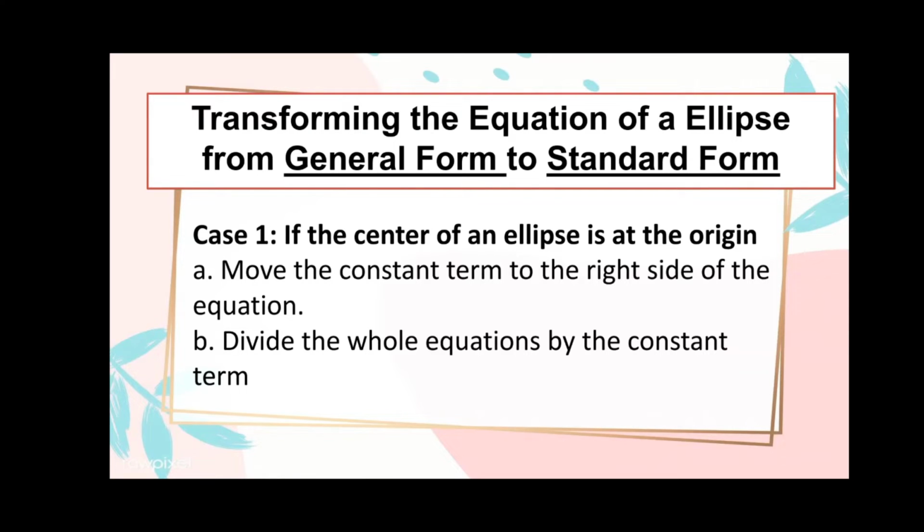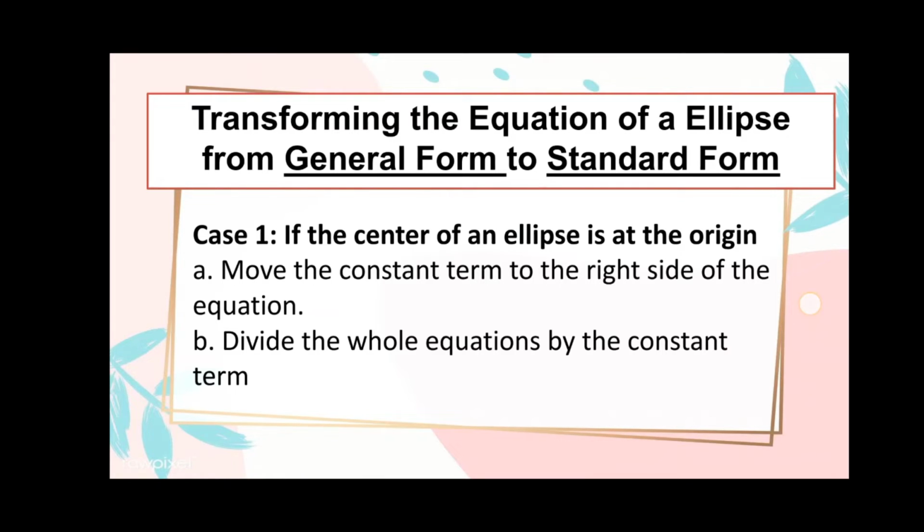Let us now proceed in transforming the equation of an ellipse from general form to standard form. Let us first have case number 1. So for case number 1, if the center of an ellipse is at the origin, we simply need to follow 2 steps. First is to move the constant term to the right side of the equation, and second is to divide the whole equation by the constant term.